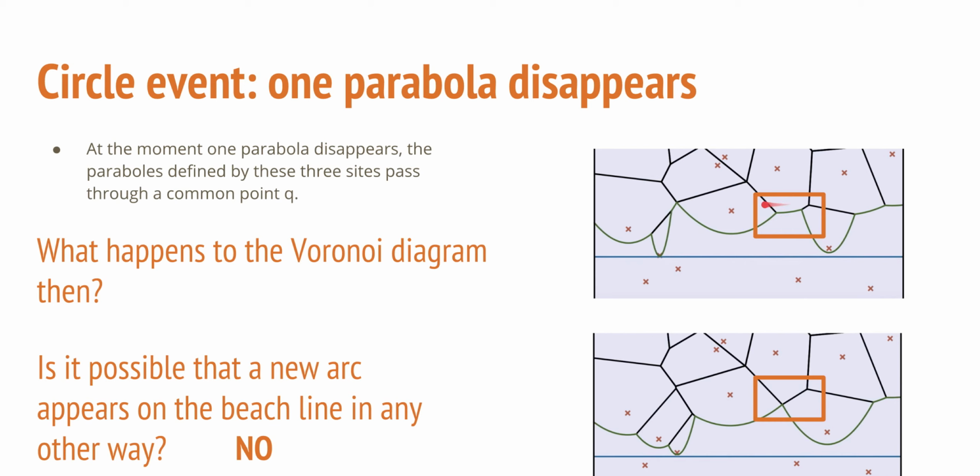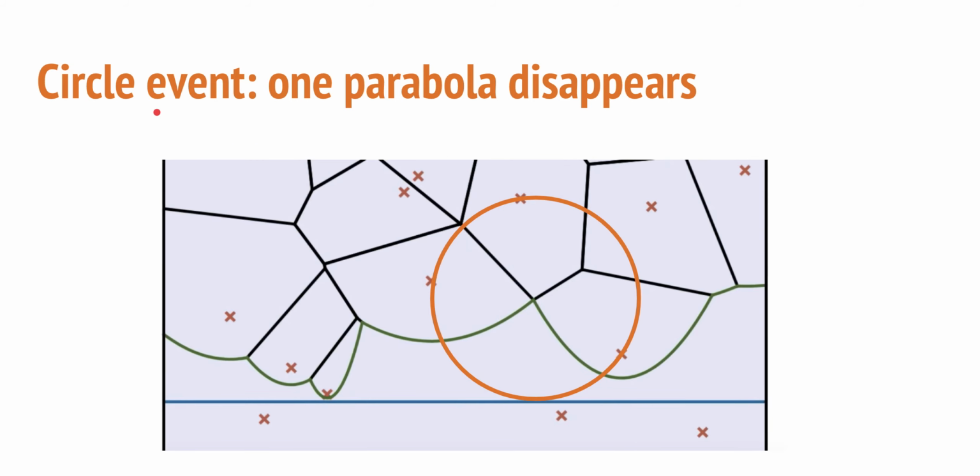So let's look at this orange rectangle. You can see that there was this little part of arc which doesn't really look like an arc because it's really wide, and then it disappeared, and we call it a circle event. And why do we call it a circle event? Well, when this parabola disappears and we have this breakpoint here, we can trace a circle which goes through those three sides, which is centered at this breakpoint, and which also goes through the sweep line. That's why it's a circle event.